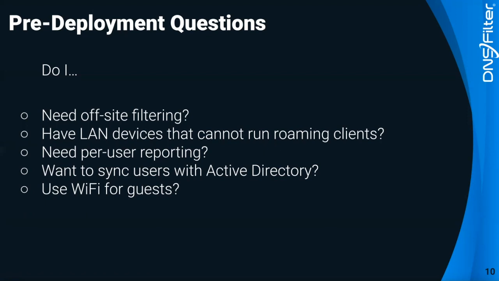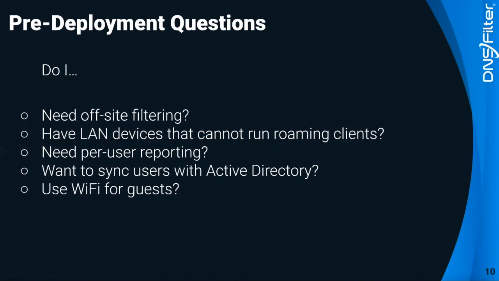And lastly, do I have guest Wi-Fi that differs in policy from the bulk network filter? If that's the case, you want to use NAT IPs or the relay to be able to create a secondary policy that's going to apply separately to guest Wi-Fi.